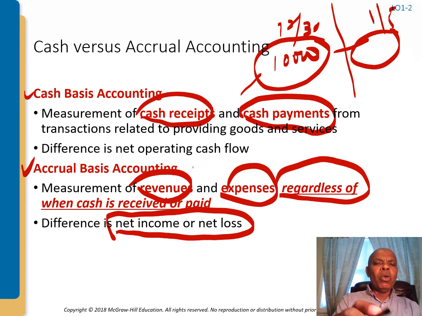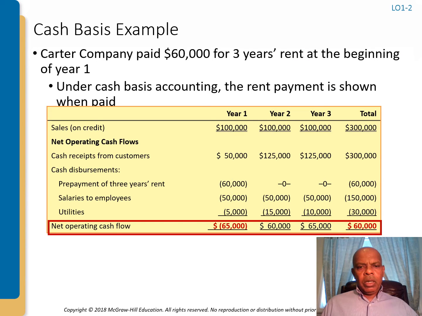If you have more revenue than expenses, it is net income. If you have more expenses than the revenue that you generated for that period, it is your net loss. Okay, keep that in mind. Again, we're going to do some examples, most probably at the end of the chapter. Actually, we do have an example here, cash basis. We can look at that.